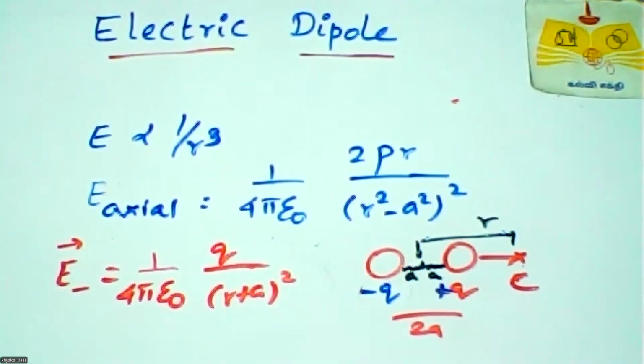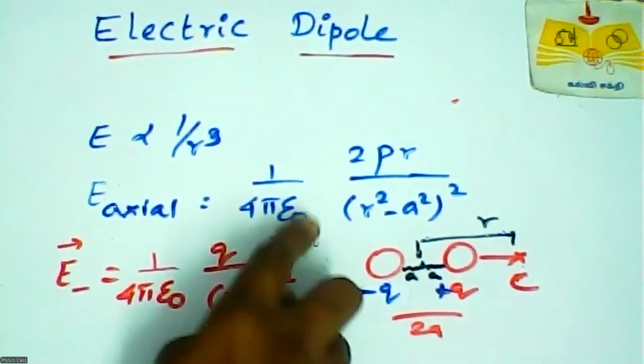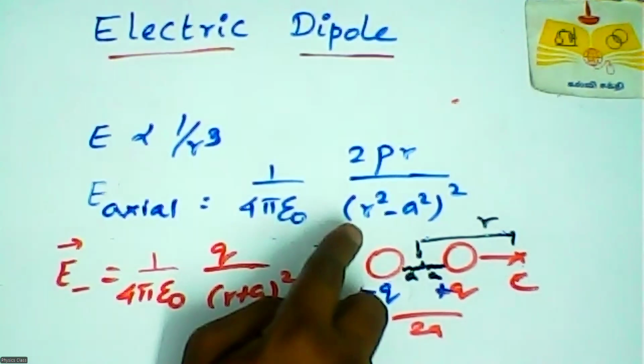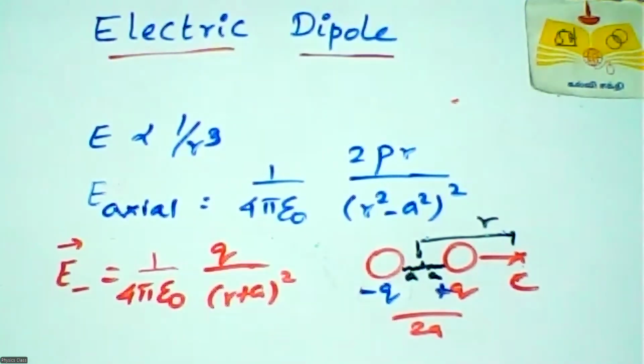So to find the total electric field, we have to add that E plus vector and E minus vector, and then we get 1 by 4 pi epsilon naught 2PR by (R square minus A square) the whole square. Okay, right.